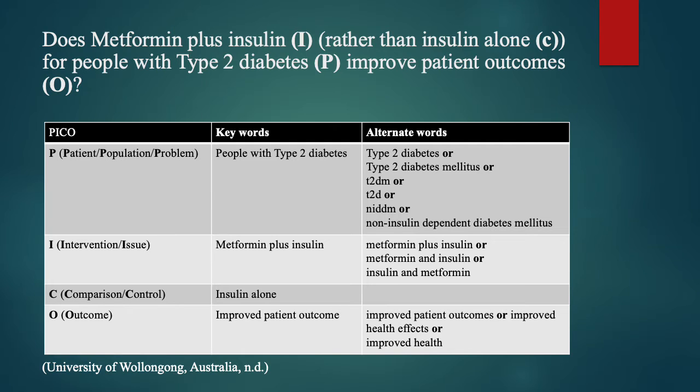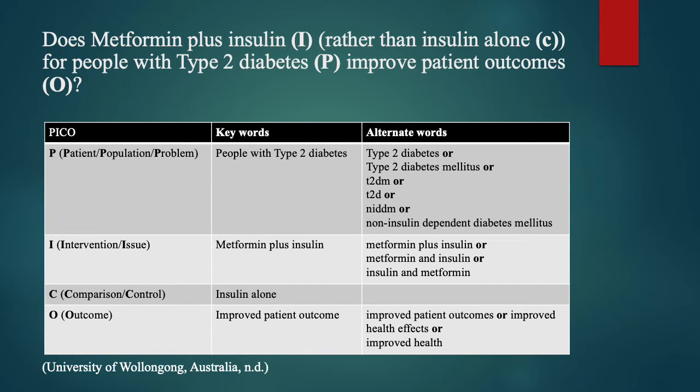To research this question effectively, it was necessary I identified the keywords in the question, which could be done with the PICO framework. P stands for patient, population, or problem. I stands for intervention or issue. C stands for comparison or control, and O for outcome.